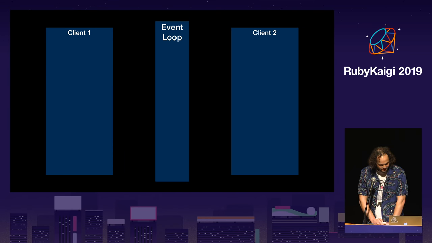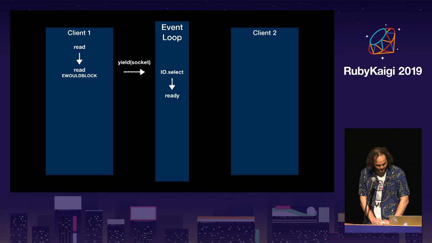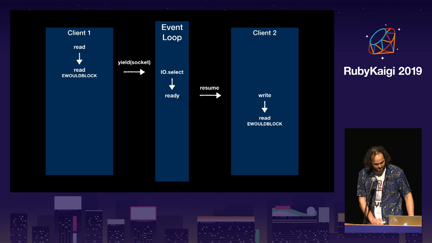Here is an example of two connected sockets. The first connection calls read several times until it would block. Then we yield to the event loop, which adds the I/O to the I/O selector. The event loop waits until the operating system gives it back a list of sockets that are ready. Then it loops through all those sockets and resumes the fibers. They pick up where they left off.